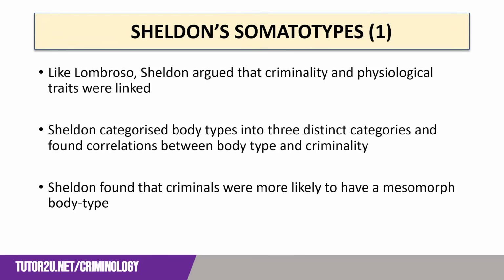Sheldon and Lombroso were in agreement that physiological traits were common amongst criminals, and like Lombroso, Sheldon studied the physiology of convicted criminals. However, Sheldon examined body types, or somatotypes. He categorized individuals into three distinct somatotypes based upon their physical appearance and found correlations between criminality and a specific body type, that of a mesomorph. He also examined the other two types and drew conclusions about their behavior and personality based upon them having either an ectomorphic or endomorphic somatotype.